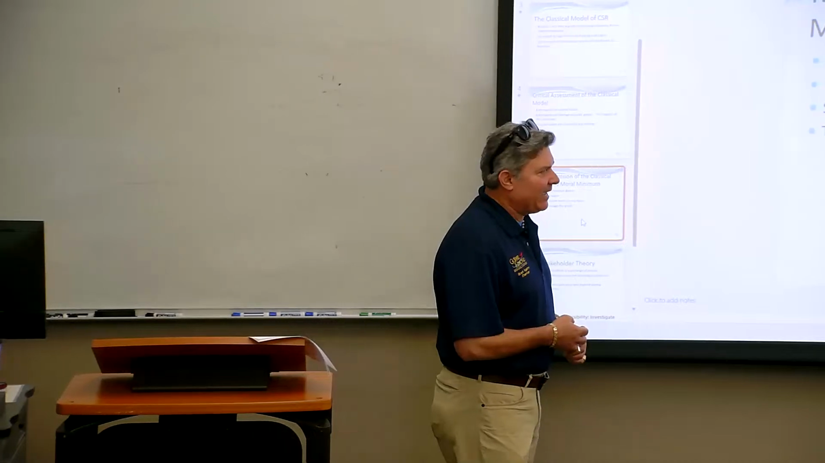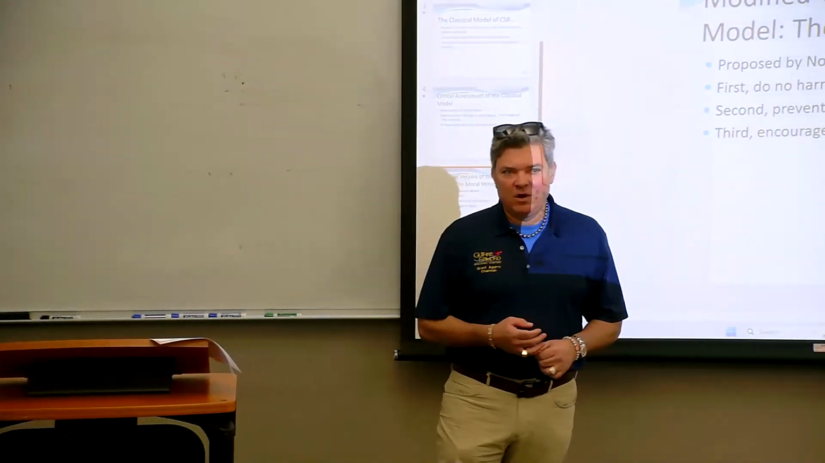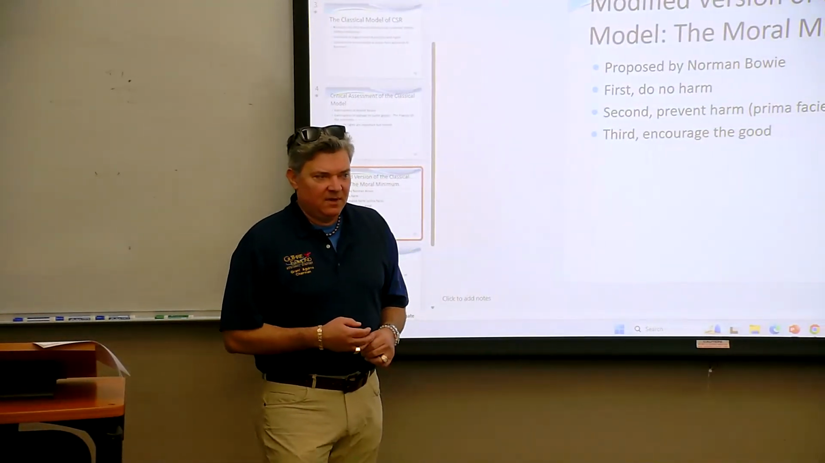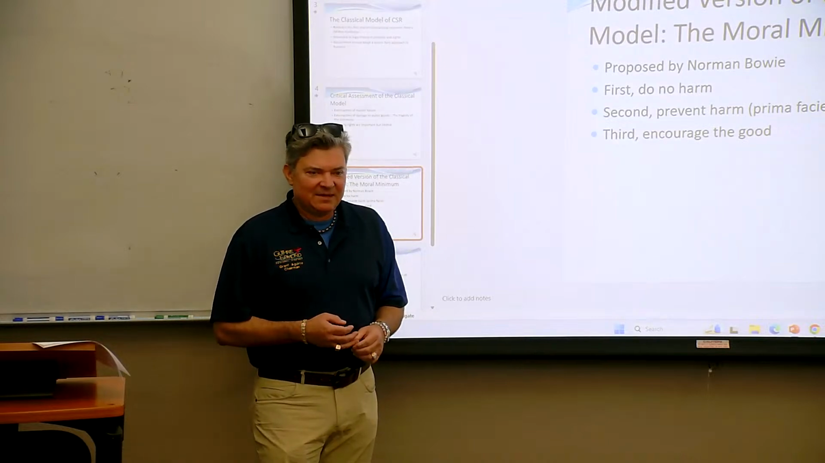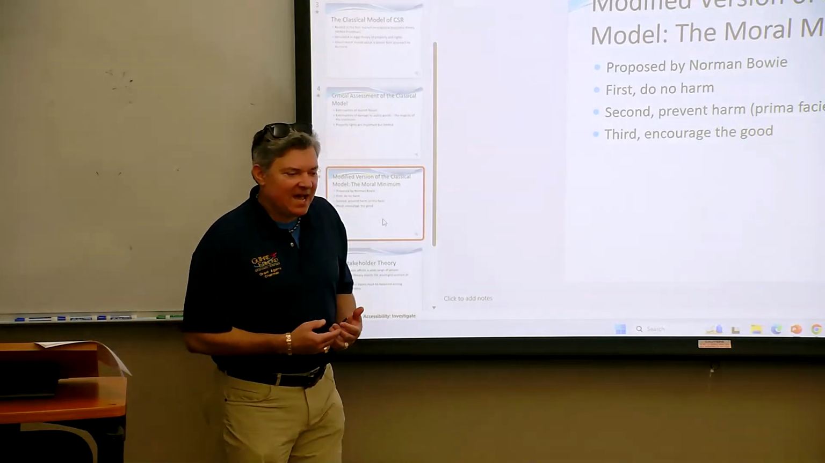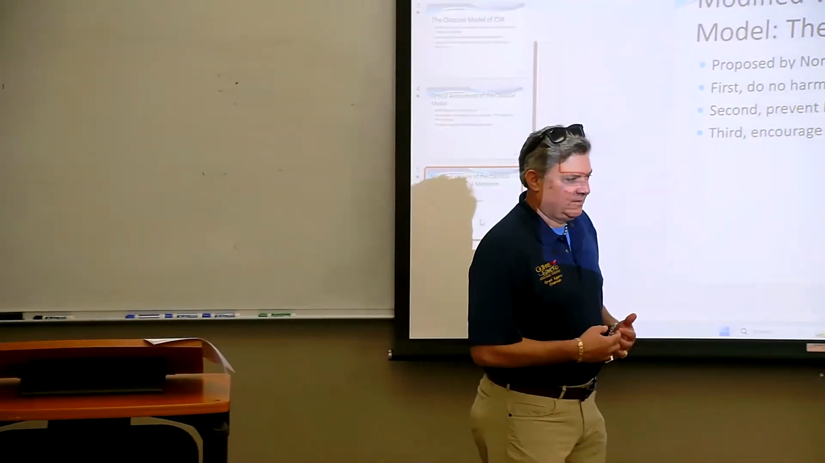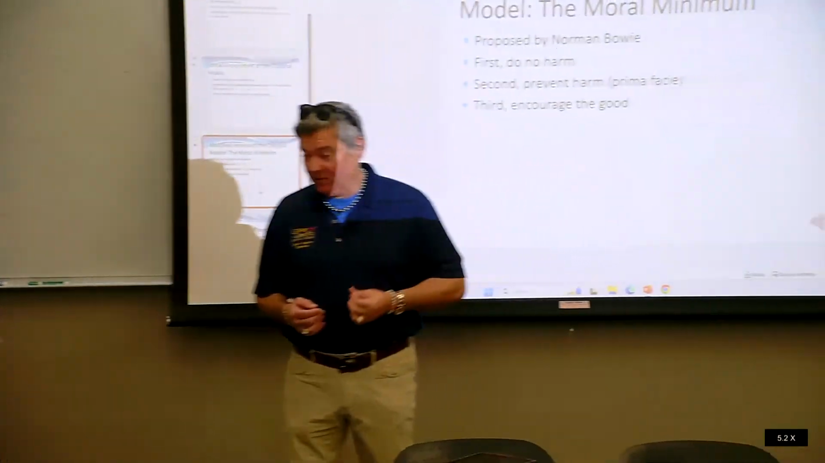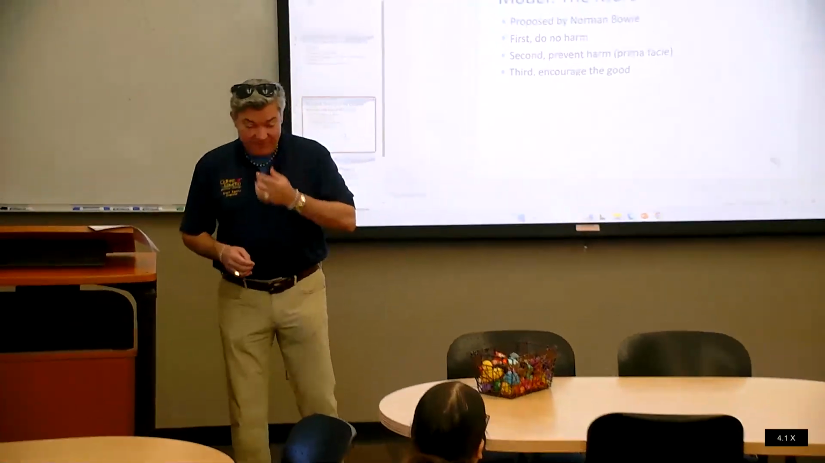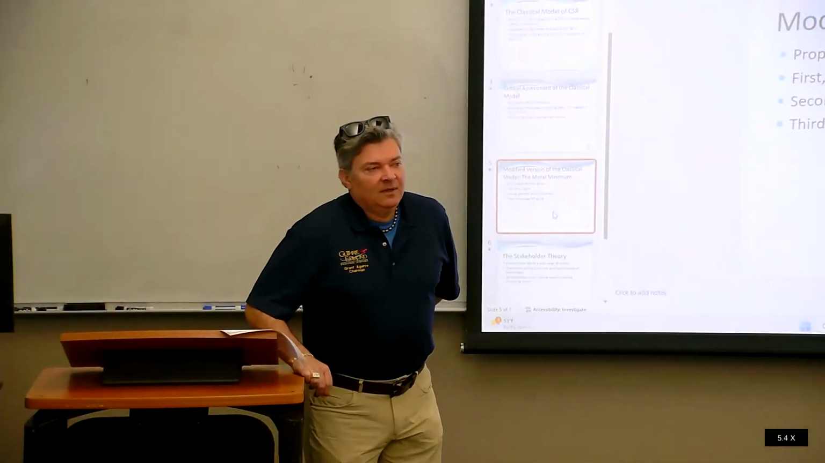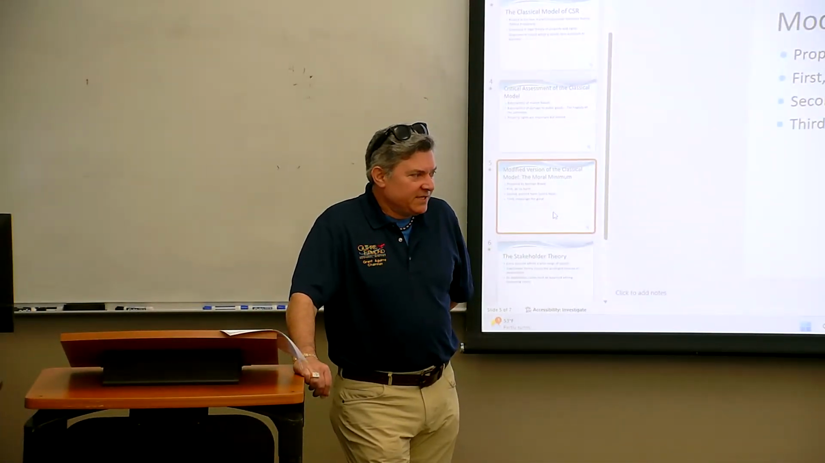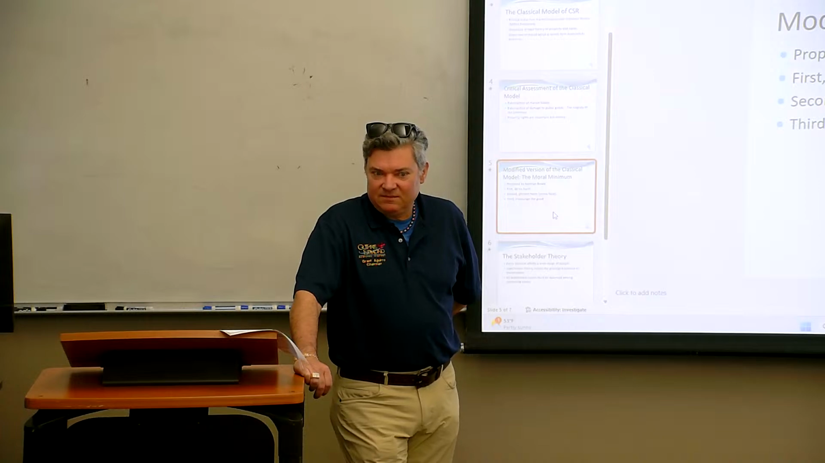So the modified version of the classical model proposed by Norman Bowie. First of all, he says we have an obligation to do no harm. Now, this can be hard to do. I mean, we have to have food production in this country. We have a lot of people, and we need food production. Now, how we go about producing that food is another issue.